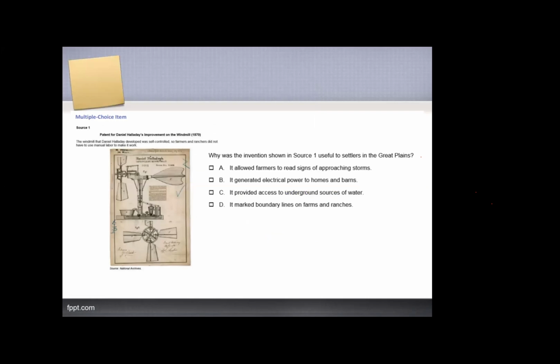Some of the other multiple choice items that we see are going to have specific items in front of them that they're going to have to pull from. So right here, you see a picture of a patent, and then the students are going to have to take that patent and pull information from it. So they're going to have a lot of primary sources that they're going to use to answer multiple choice items from as well.